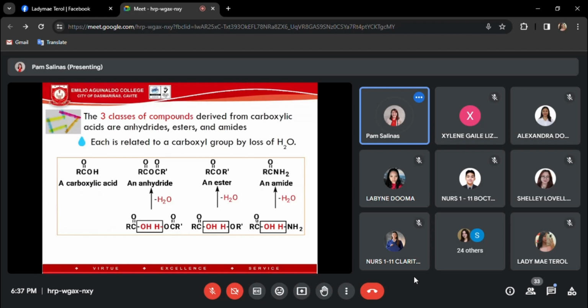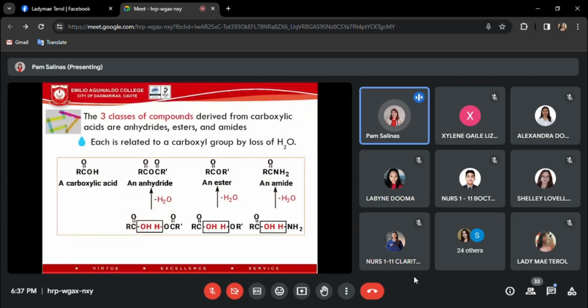Next, esters. How can we identify the esters? So we have R-C double bond O-O-R. The R here is the carbon, the parent chain. See the difference between the carboxylic acid and the ester. The carboxylic acid has H. On the other hand, the ester has another R.